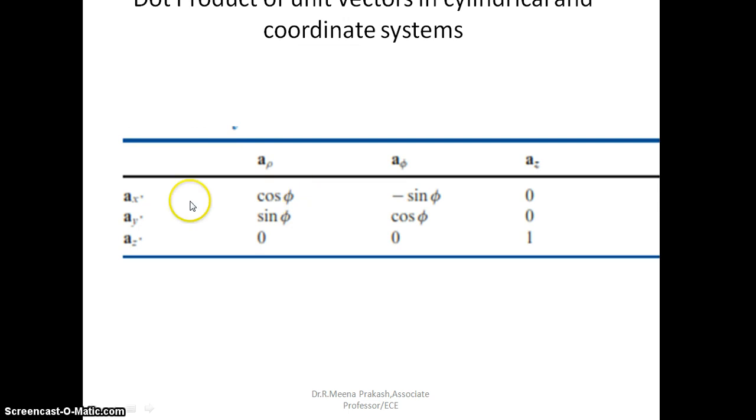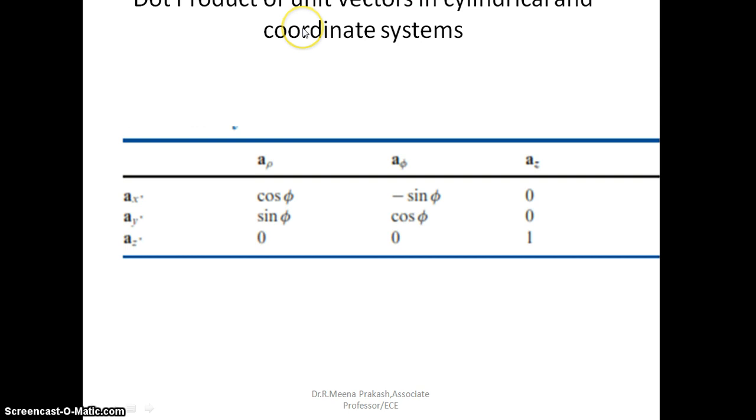If you draw these unit vectors alone and calculate, we arrive at ax dot a rho equal to cos phi, ax dot a phi equal to minus sin phi, and ax dot az equal to 0, since these two are mutually perpendicular. The angle between ax and az is 90 degrees, so cos 90 is 0. Similarly, ay dot a rho is sin phi, ay dot a phi equal to cos phi, and ay dot az equal to 0. When you consider az dot a rho and az dot a phi, they are mutually perpendicular, so cos 90 is 0. And az dot az, the angle is 0, so cos 0 is 1. This is the dot product of unit vectors in cylindrical and rectangular coordinate systems.